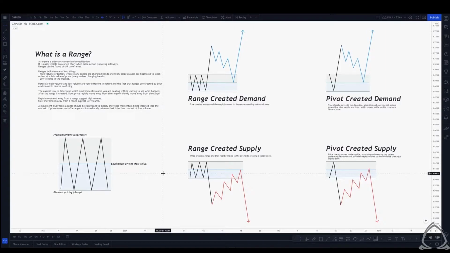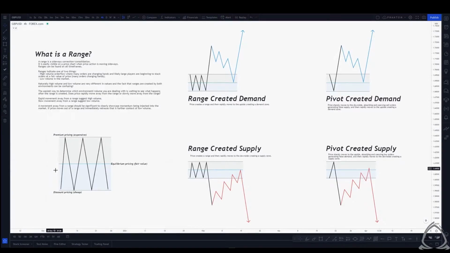It might initially look like you have the willingness or an expansion out of that range, but if you don't see a whole lot of follow through and it just quickly comes back, generally speaking, that's a smaller injection of volatility, but not enough commitment to derive a supply or demand zone being created at that particular price point. So here we have an example of a range.